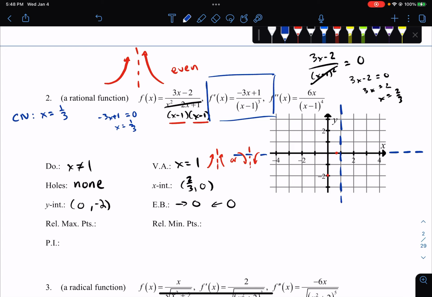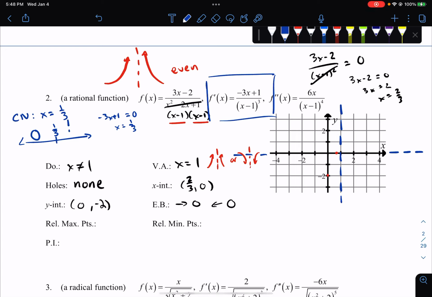So I want to look at what's happening to the left and the right of 1/3. So if this is 1/3, let's look at 0. And we can't look at 1 because we can't plug in 1. So we've got to use... And actually, you know what?